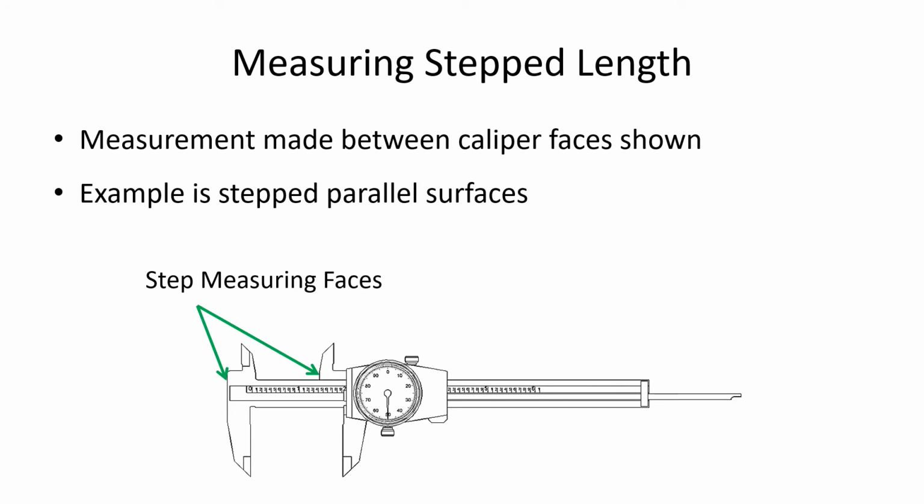So the third way to take a measurement with a dial caliper is measuring the stepped length, measurement made between caliper faces shown here. You could actually use this part of it here and this back edge over here. In the diagram on the next slide, it makes it easier to see.